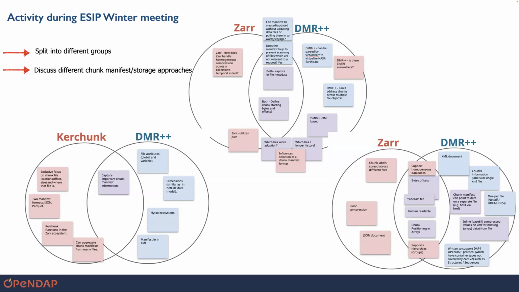At the winter ESIP meeting, we ran a comparison workshop where we talked about the differences between Zarr, DMR++, Kerchunk, and a few other things. And these are the Venn diagrams that we came out of. I'm not going to try to speak to all of this because there's quite a bit of information here, but everybody realizes that there's a fair bit of overlap between these three technologies. There are more Venn diagrams associated with this, and you can go back to the information from that workshop and learn about that stuff.